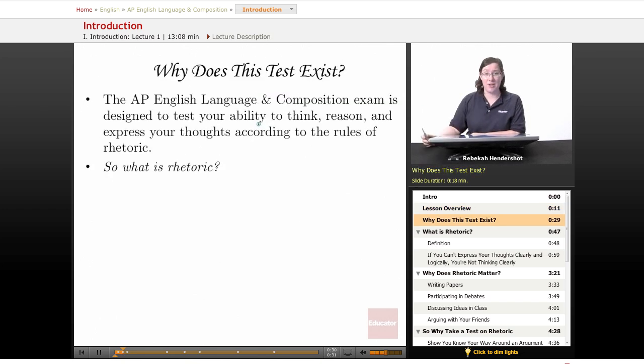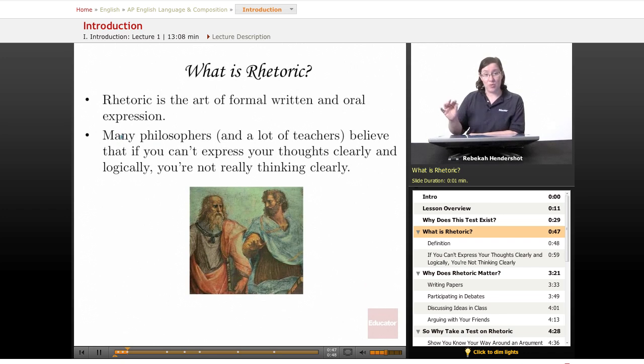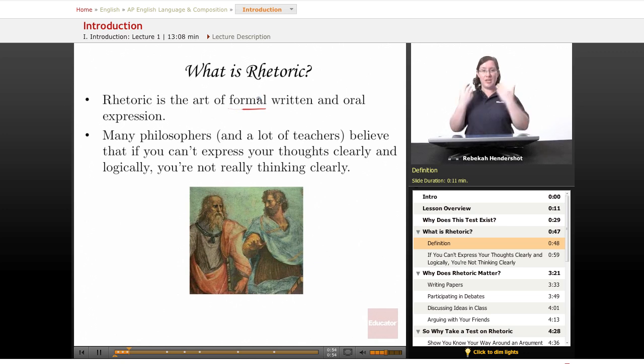All right, to begin with, why does the AP Language and Composition test even exist? The AP English Language and Composition exam is designed to test your ability to think, to reason, and to express your thoughts according to the rules of rhetoric. So, what's rhetoric? Well, rhetoric is the art of formal, emphasis on formal, written and oral expression. It's basically the art of thinking your thoughts and expressing them clearly.